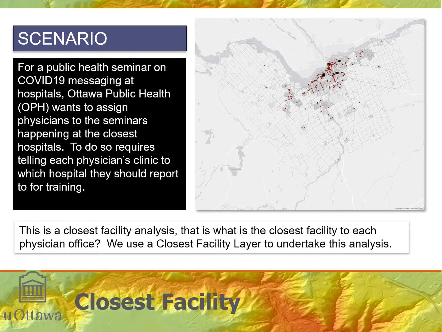And this is called a closest facility analysis because we're taking what are called incidences. An incidence is something in space that we want to find the closest facility for, where facilities here are hospitals.